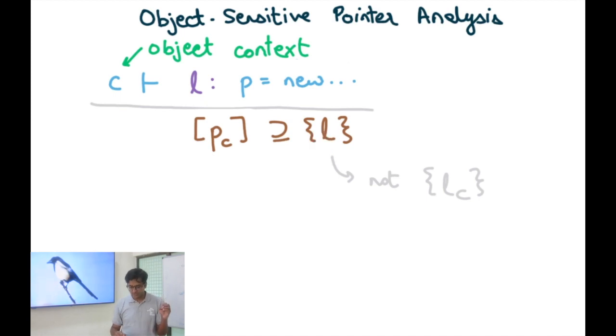And the important thing to note here is that I'm using the allocation site L and not L subscript C, because L subscript C would keep track of two allocation sites. C itself is an allocation site and L is also an allocation site. But in object sensitive analysis with depth 1, we are only keeping track of a single allocation site. So I'm going to forget C and just keep L. We're going to generalize this later to a depth D object sensitive analysis, but for now I'm doing a depth 1 object sensitive analysis, and that's why this is L and not LC.